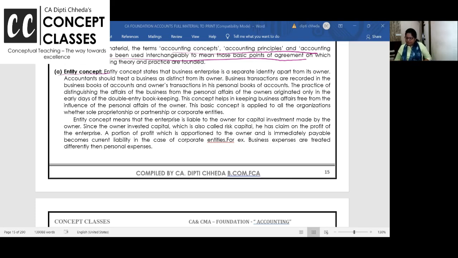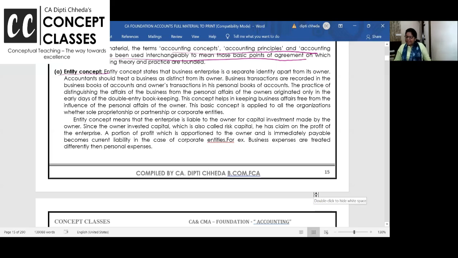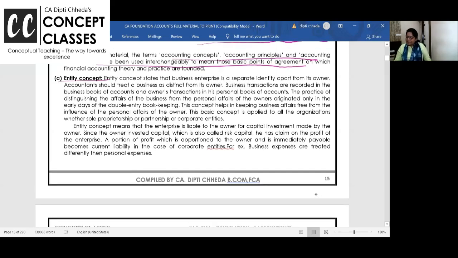Done? Finished writing? Now let us read this in the concept book. It states that business enterprise is separate. Accountant should treat business as distinct from the owner. Underlining this: business is separate and owner is separate. Business transactions are recorded in books and owner's transactions are recorded in personal books.